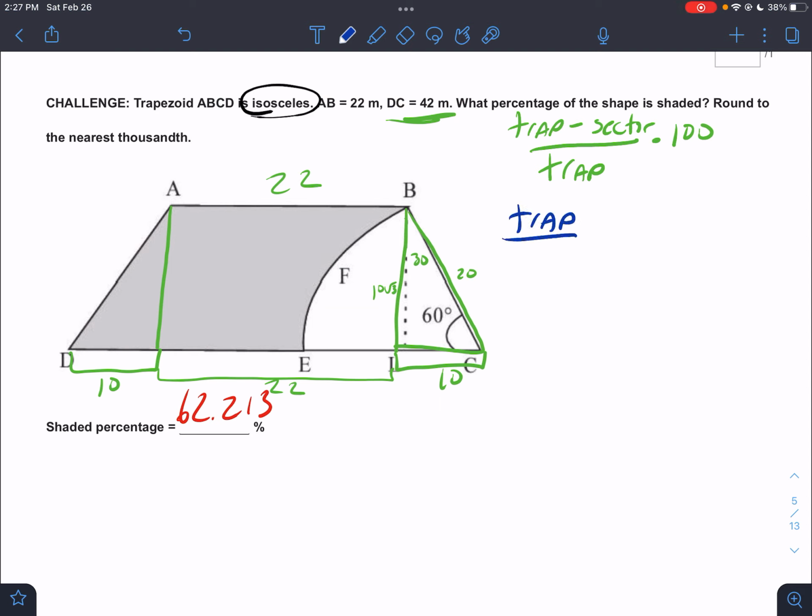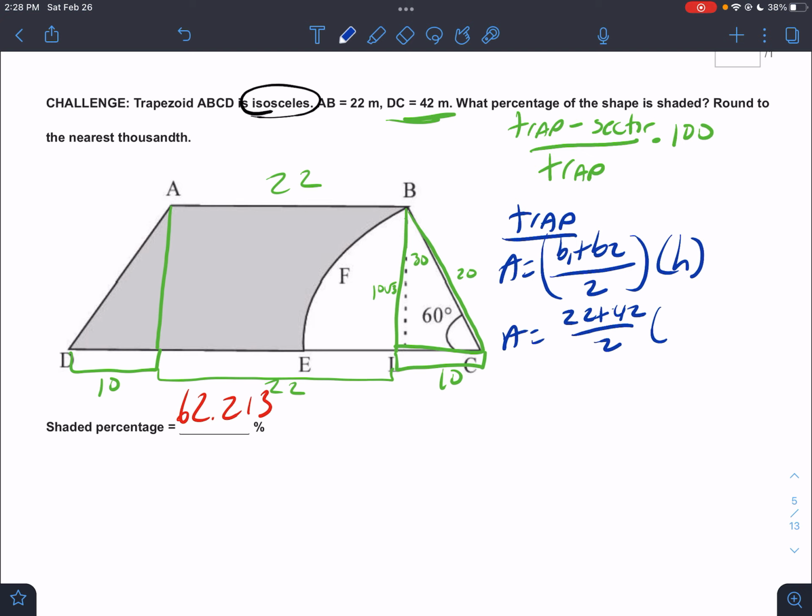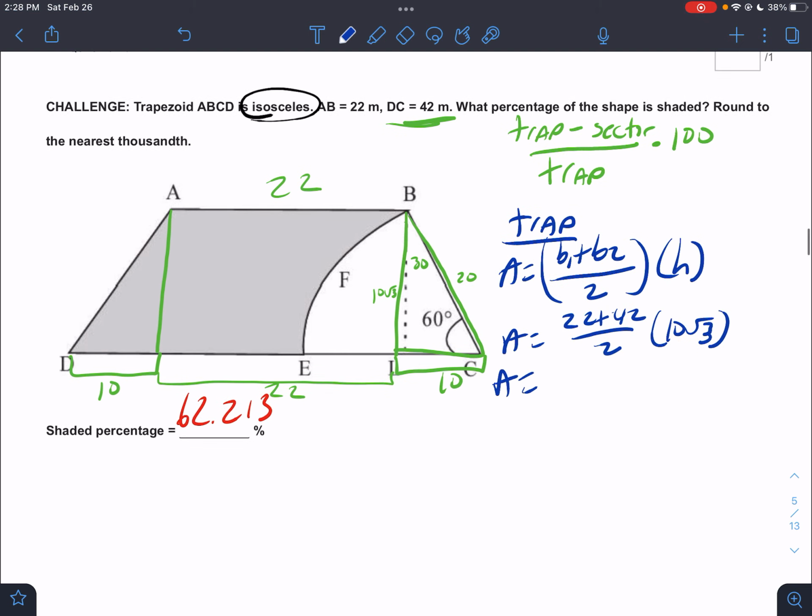Remember that the area of a trapezoid is the average of the bases. How do you get the average of the bases? You add and divide by 2, times the height of the trapezoid. So the average of the bases would be 22 plus 42 divided by 2, and the height is 10 root 3. So there's a few ways we could do this, but this is going to become 32, right? 22 plus 42 divided by 2, that's 32. And then 32 times 10, the trapezoid is 320 root 3.